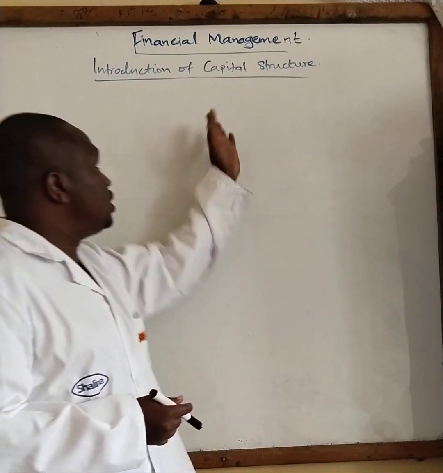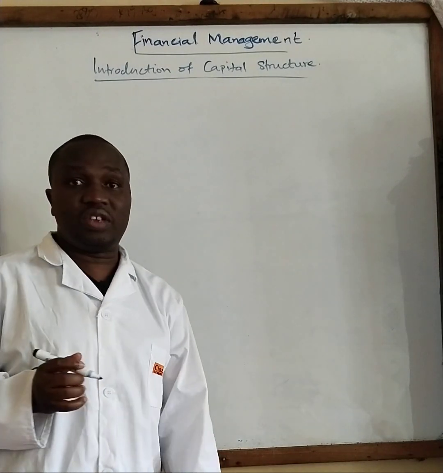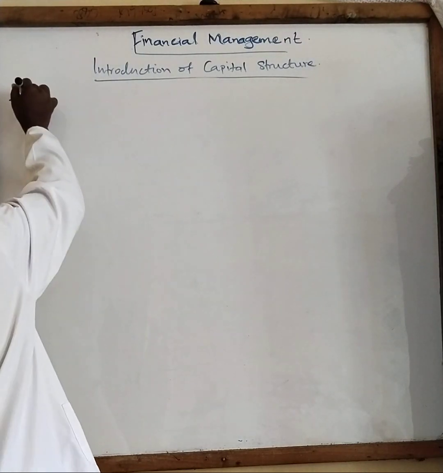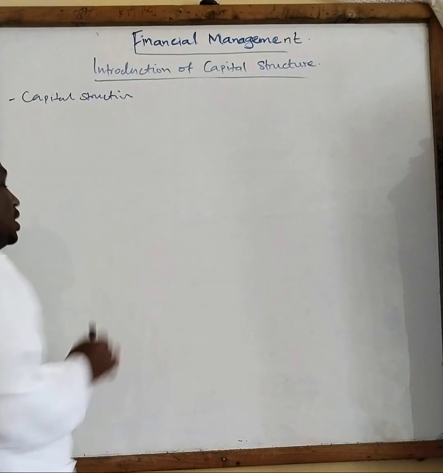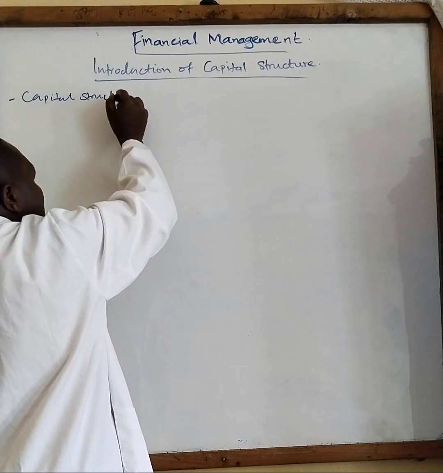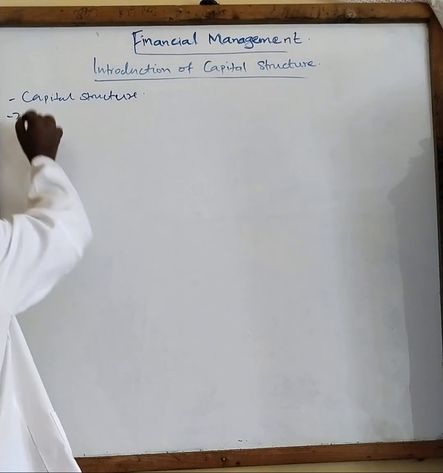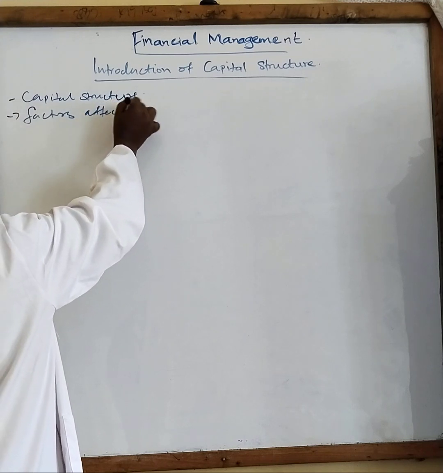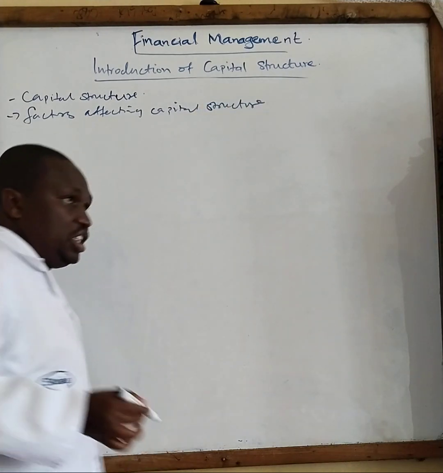First of all, let me highlight the concept of capital structure. By the end of the lesson, students must be in a position to explain the meaning of the word capital structure. That is my objective. Number two, you should also be able to explain the factors affecting capital structure. That is what I have to attain today.